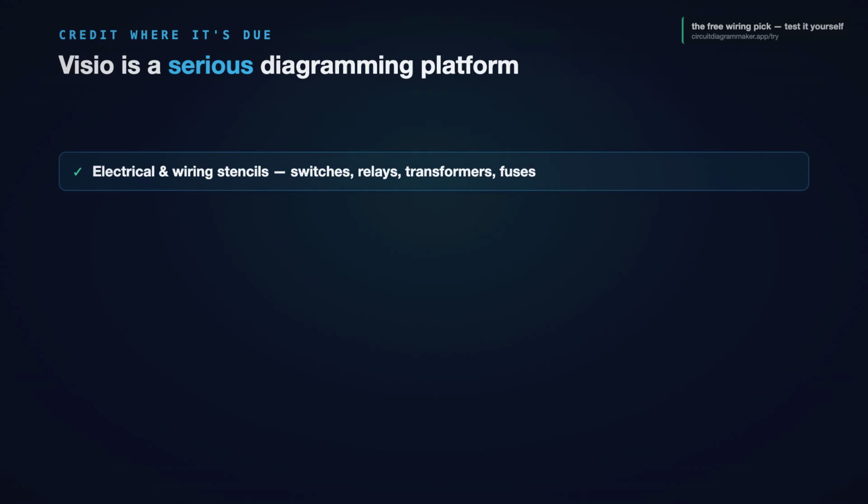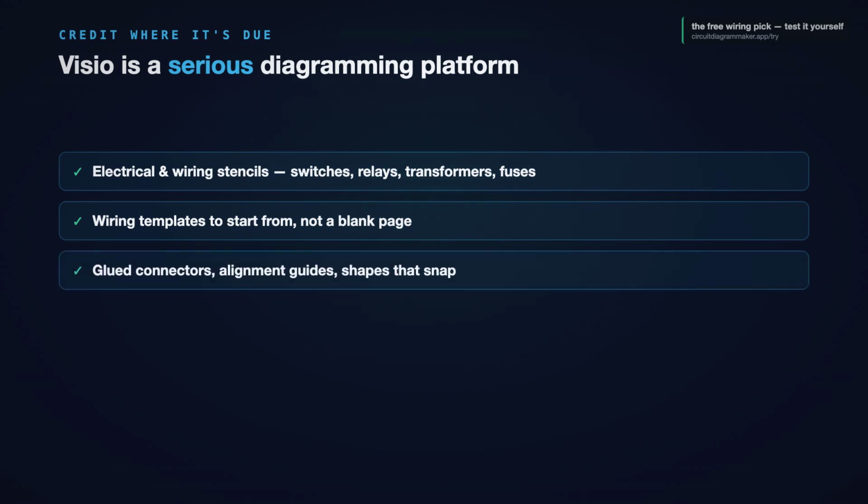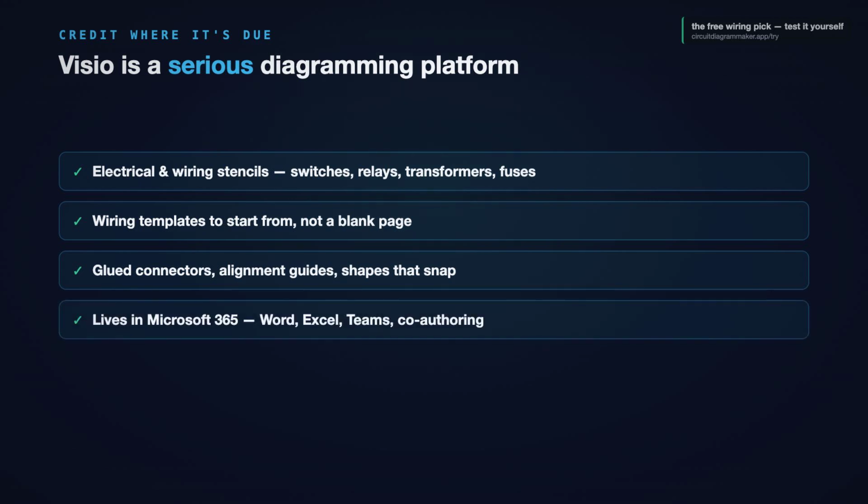It ships with electrical and wiring stencils, switches, relays, transformers, fuses, general schematic shapes, plus wiring templates you can start from instead of a blank page. The shapes snap, connectors stay glued when you move things, alignment guides keep everything straight, and the whole thing lives inside Microsoft 365 next to Word, Excel, and Teams. If your job already runs on Microsoft, that integration is real value.